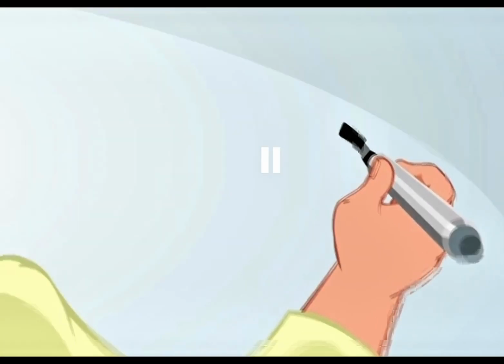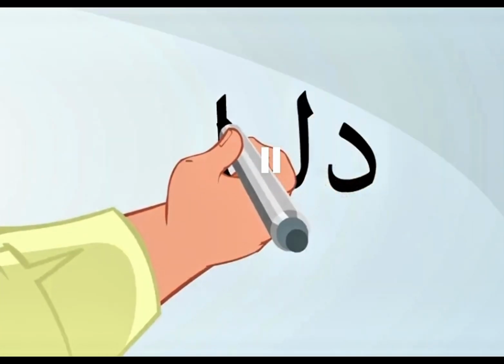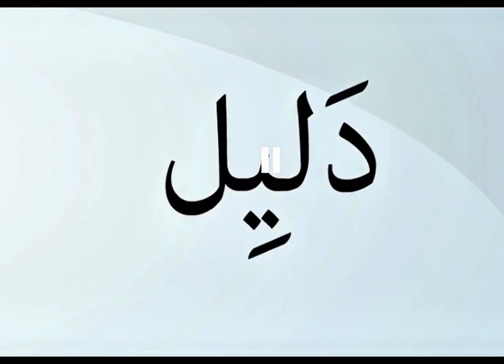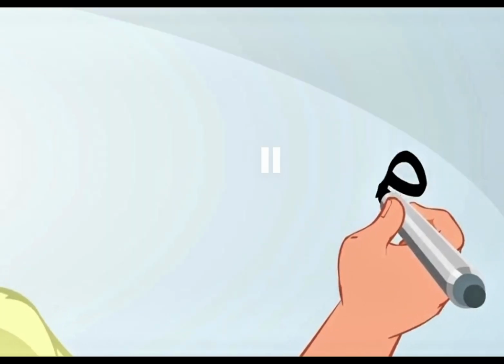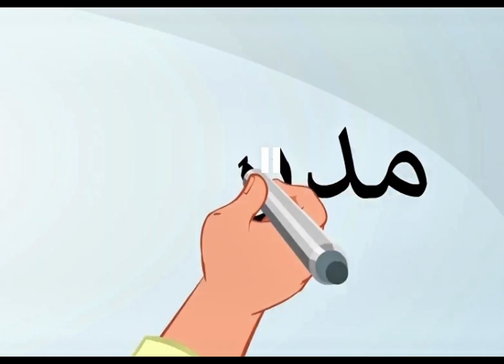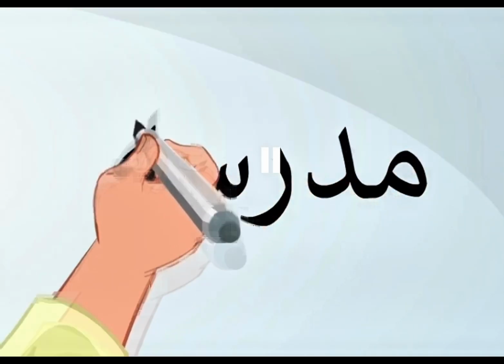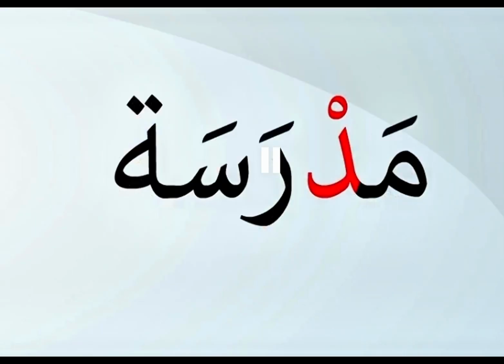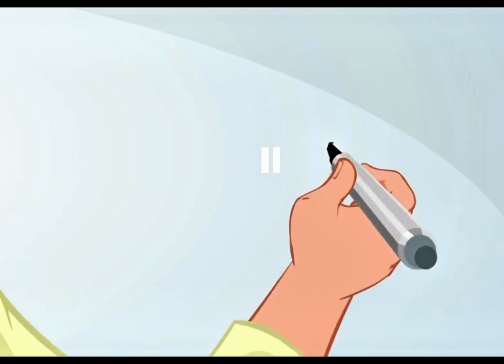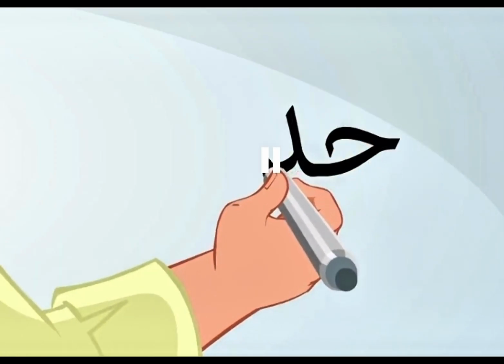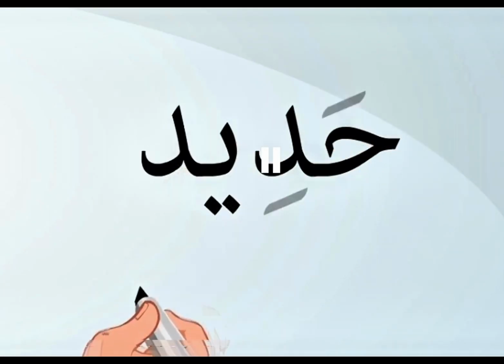This is how we write dal at the beginning of the word, like this example: dalil, which means proof. This is how we write dal at the middle of the word, like this example: madrasa, which means school. You'll notice here that the dal letter is attached to the letter before, while it's not attached to the letter that follows, like the letter alif that we have studied before. This is how we write dal at the end of the word, like this example: hadid, which means iron.